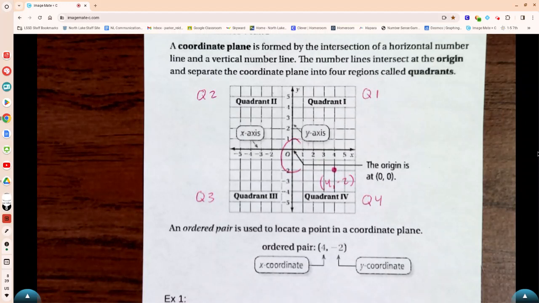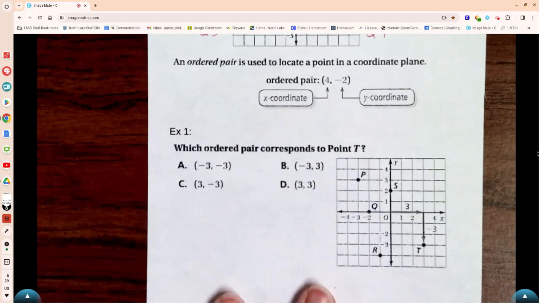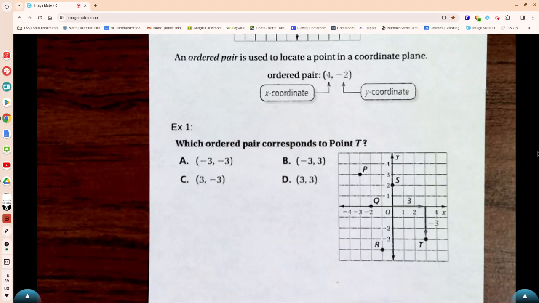So the new thing that we're learning today is that not only can you graph in what's called quadrant 1 with all positive values, you can also graph with negative values. So going to the left or going down to get into the world of negatives. We're going to go ahead and try out this example that says which ordered pair corresponds to point T. So point T is over here. I want you to discuss really quick with your team which one of these ordered pairs, A, B, C, or D, do you think is correctly naming where point T is at? Ready, go.